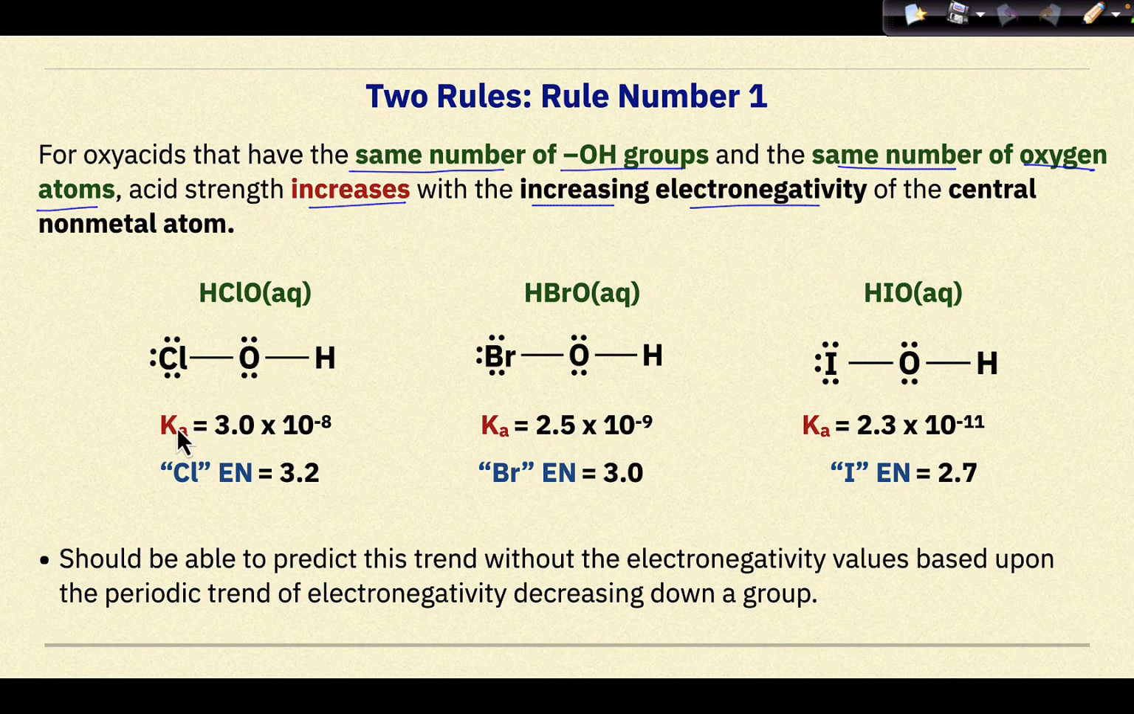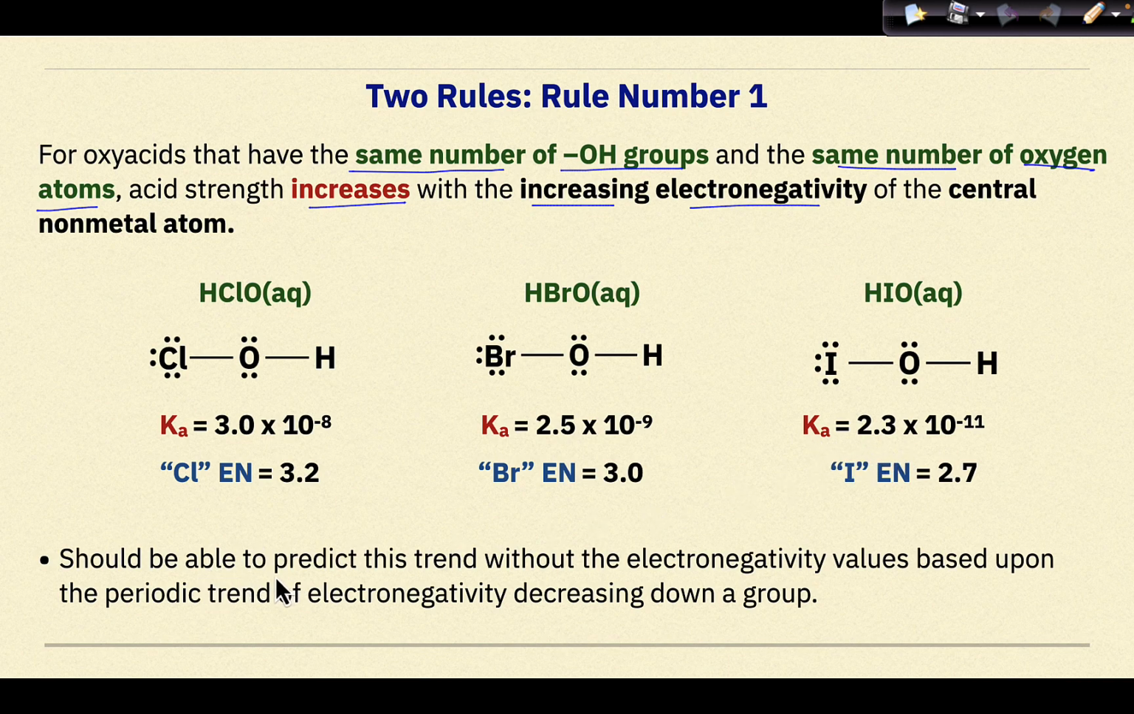For HClO, the Ka is 3.0 times 10 to the negative 8, where the electronegativity of chlorine is 3.2. We compare that to HBrO, which has a Ka of 2.5 times 10 to the negative 9, where bromine has an electronegativity of 3. So HBrO is less acidic than HClO. HIO has a Ka of 2.3 times 10 to the negative 11, and the I has an electronegativity value of 2.7. Out of the 3 acids here, HIO is the weakest acid when we examine the Ka value.